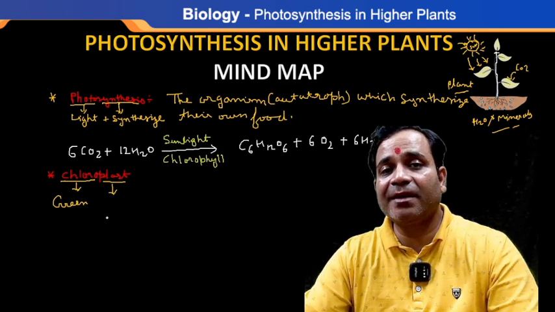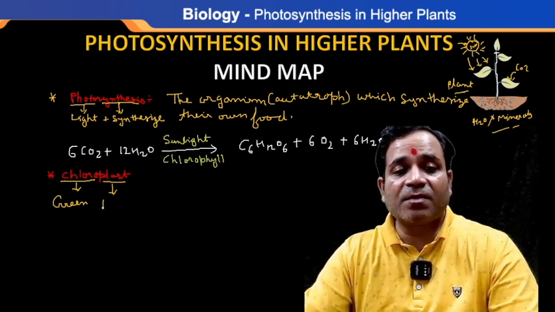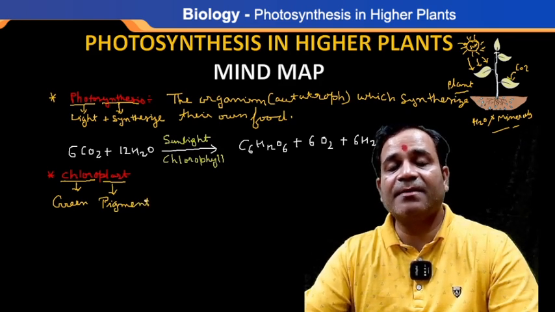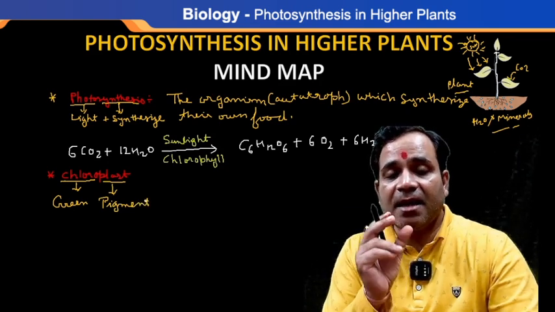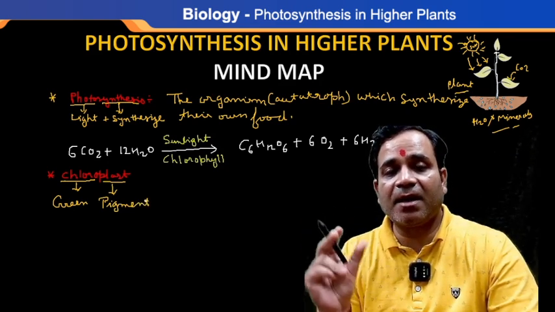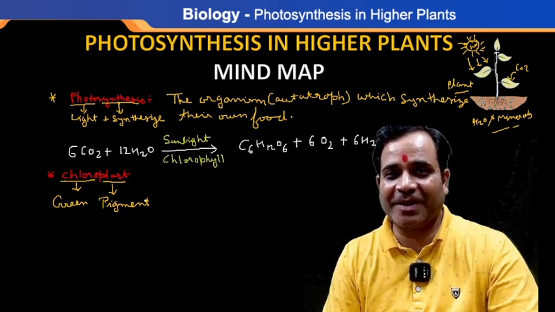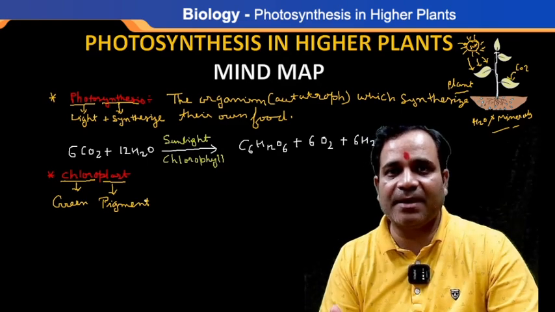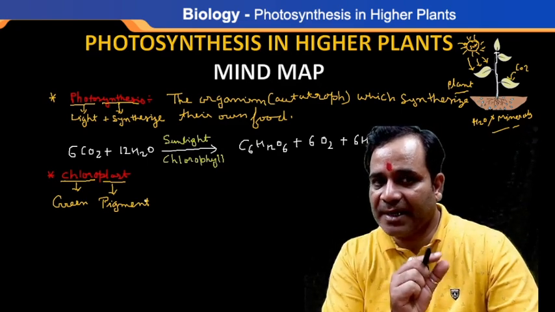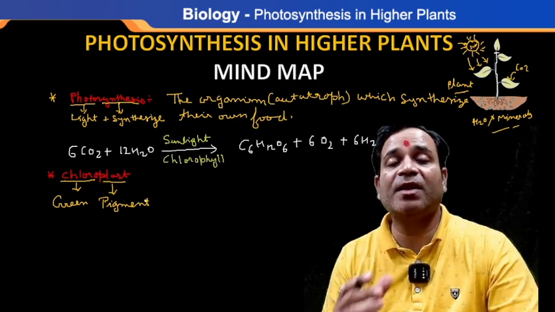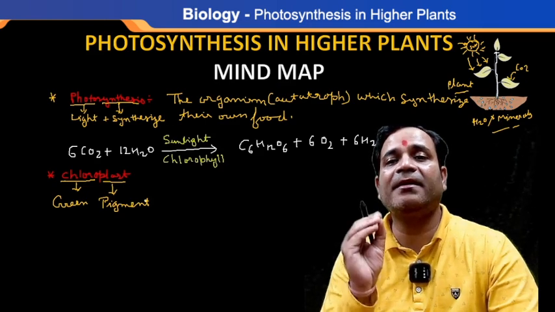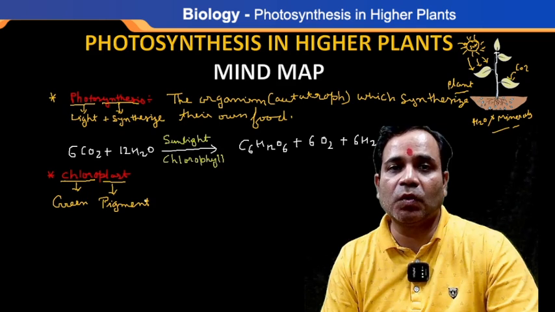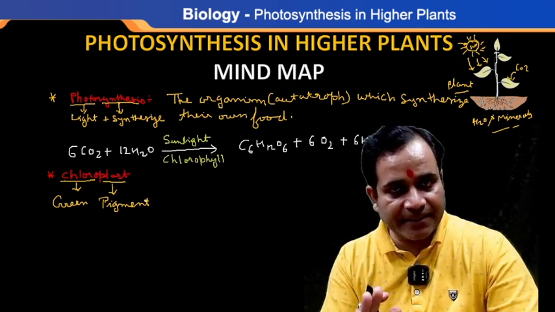Plast means pigment. So if I'm saying that the green pigment contained in green plants is known as what? Chloroplast. Getting my point? Again, I'm repeating, my dear. Chloro means green, plast means pigment. So the green pigment contained in green plants is known as chloroplast. Hope the thing is clear.